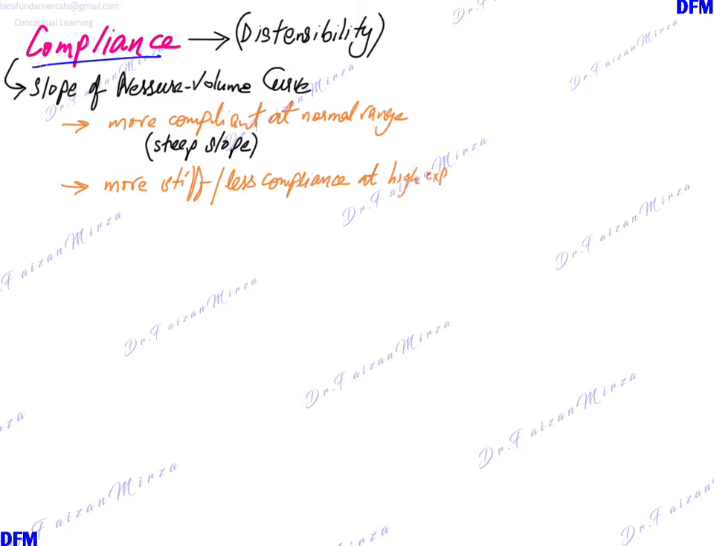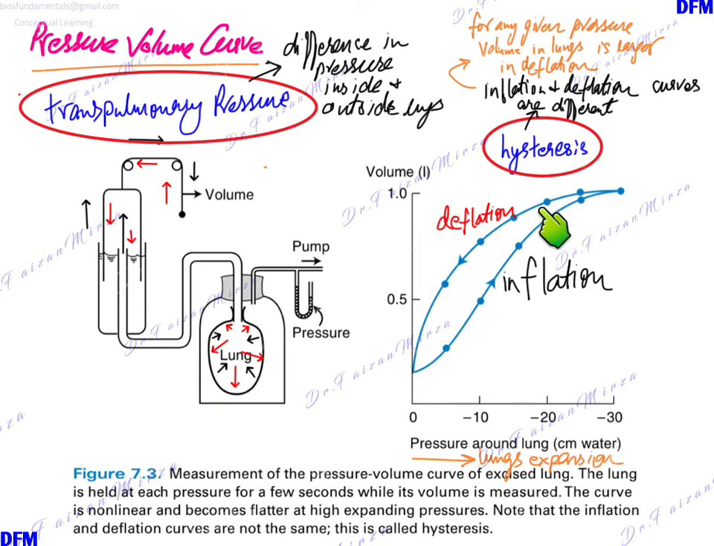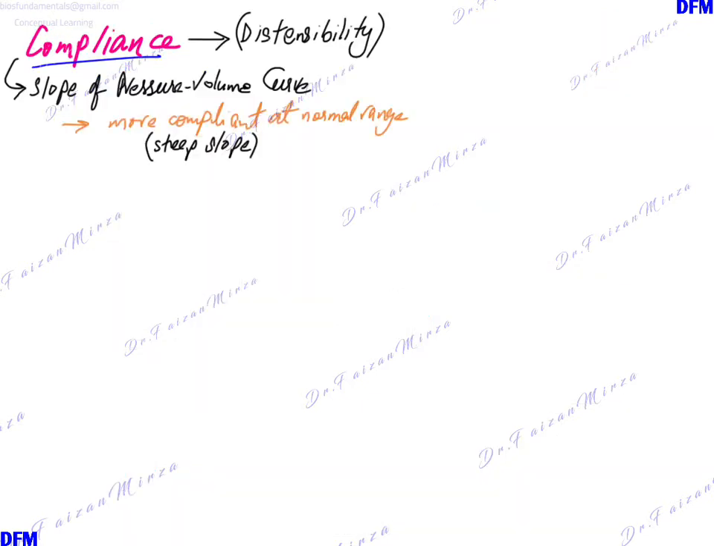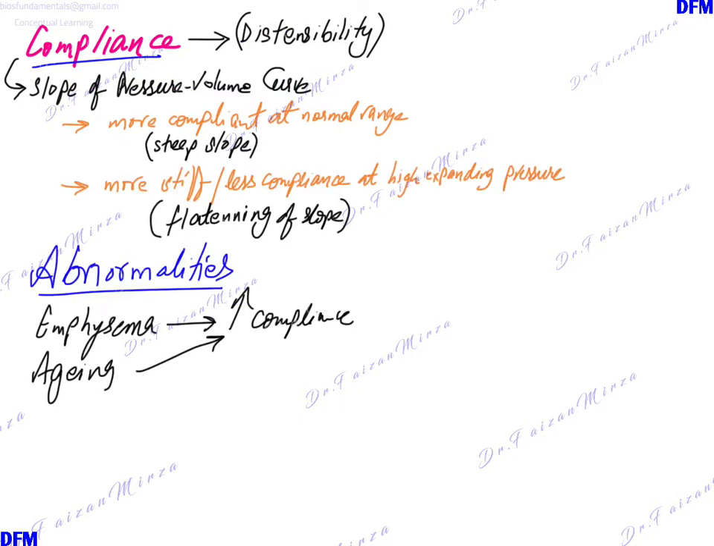The lung becomes more stiff or less compliant at high expanding pressure, which can be seen by the flattening of the slope. So you can just go back and see that here the curve has flattened out, which means this is less compliant, whereas the steep curve represents that the lung tissue is very well compliant. Compliance in the lungs is used for assessing abnormalities as well.